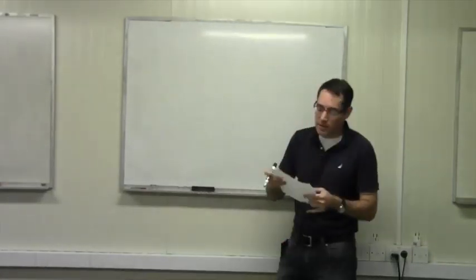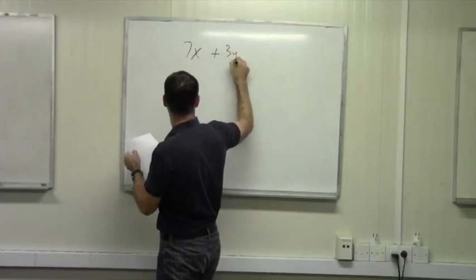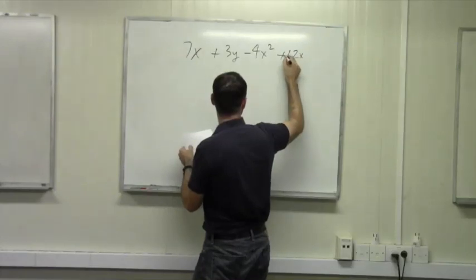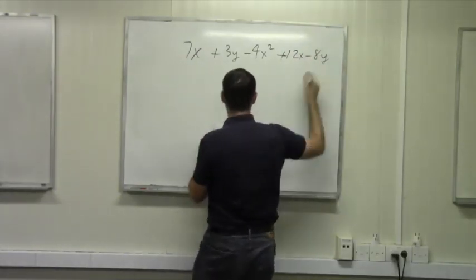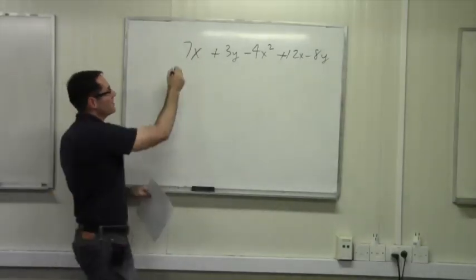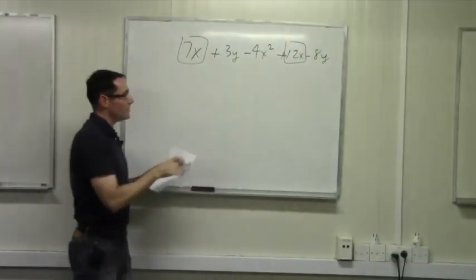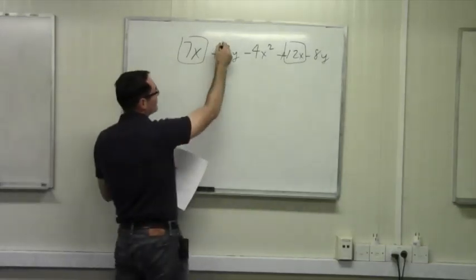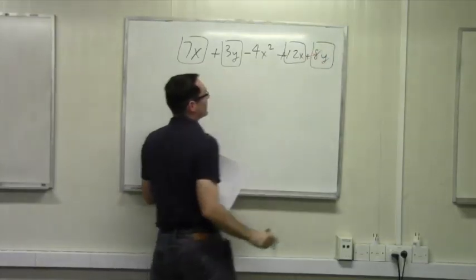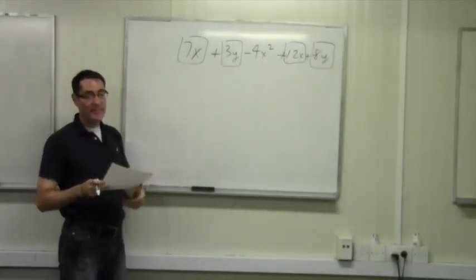All right. Like terms. So let's do an example. 7x plus 3y minus 4x squared plus 12x, it's a plus, minus 8y. All right, lots of different variables and things in there, but we're just going to start looking at the like terms. Is there a like term to the 7x? Yes. Which one? 12x. OK, so those two are going to be like terms. And how about the y's? 3y and negative 8y. Actually, I should probably do it that way. Negative 8y, like that. What you can do with these is you can actually combine the like terms.